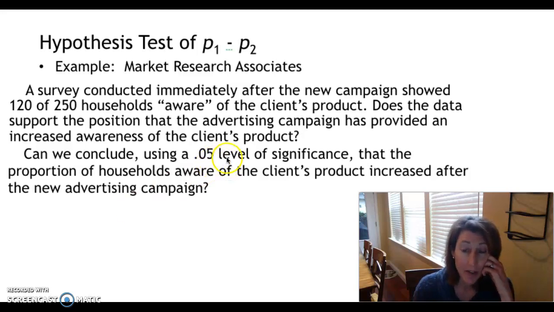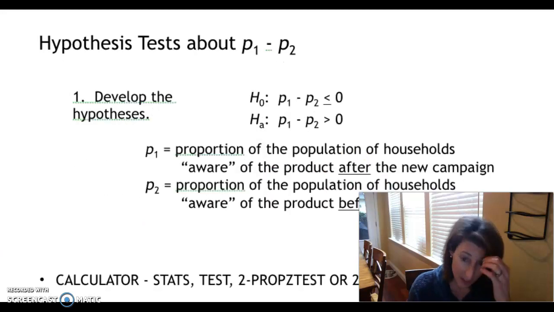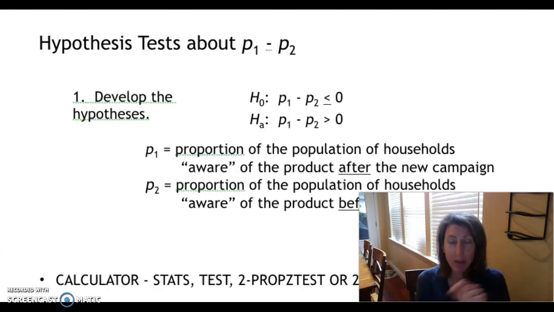Can we conclude at a 0.05 significance level that the proportion of households aware of the client's product increased after the new advertising campaign? So increase tells us it's not going to be a two-tailed test. We're not saying if they are different or not. We're saying if it's greater. We put that into our alternative hypothesis. We're going to have a right-tailed test. This is what it'll look like. So our alternative hypothesis, P1 minus P2 greater than 0. Our null is the opposite.